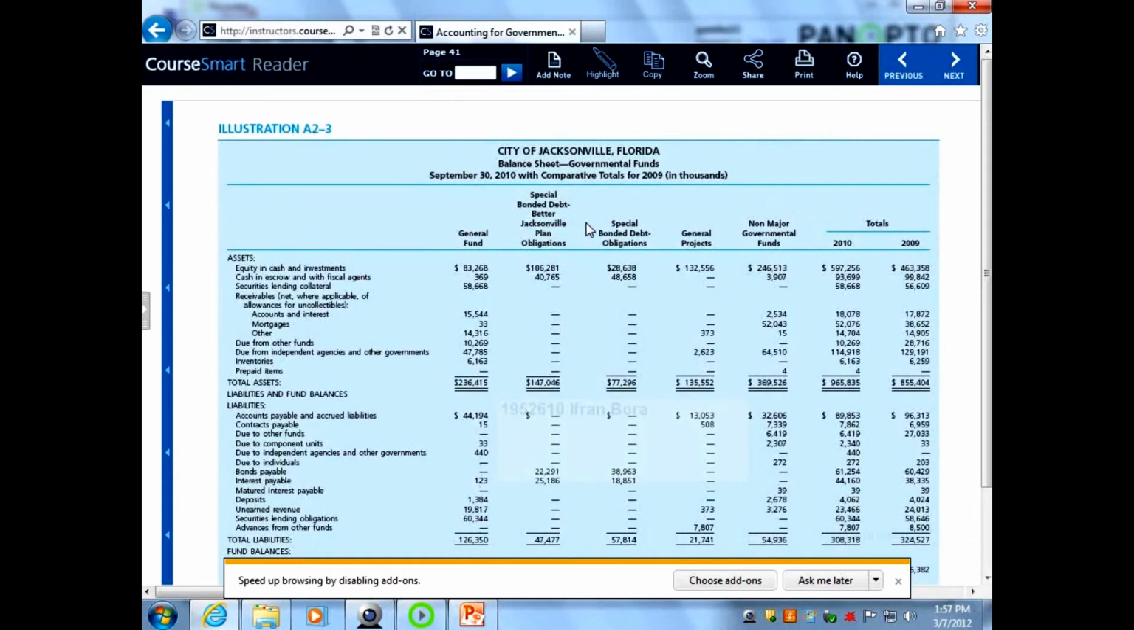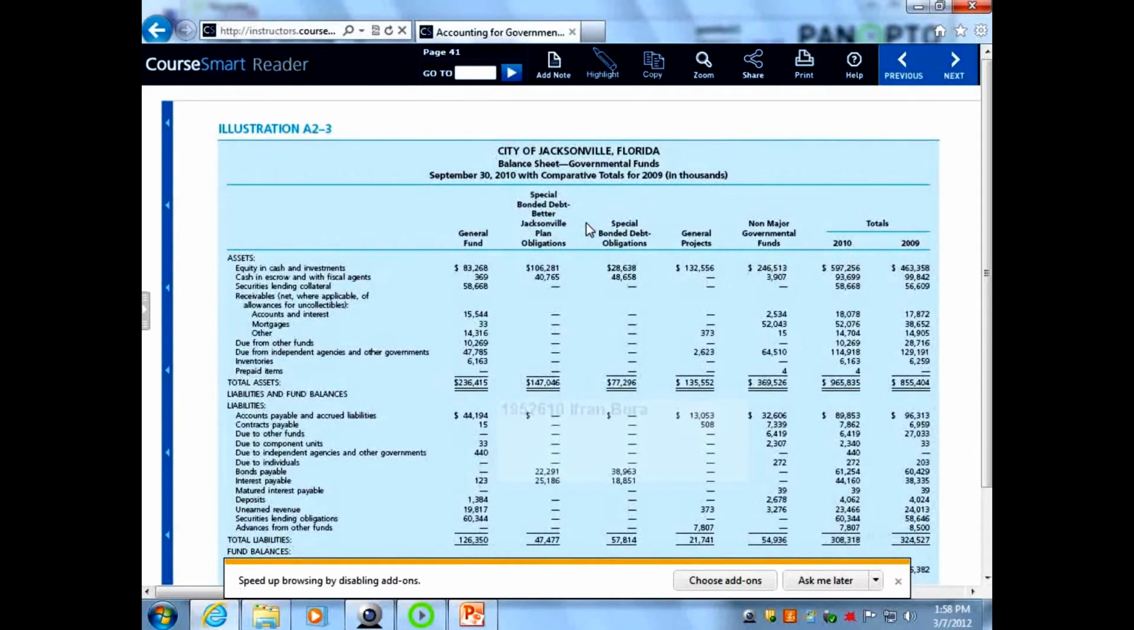Next thing that you see, general funds. The general fund is like the operating fund for a government. You'll always have it. In a governmental balance sheet, you'll never, ever not have the general fund. So this is your current fund, whatever that is. Now, what are these? Special bonded debt obligations, general projects, non-major governmental funds. And that's what we're going to learn about today.